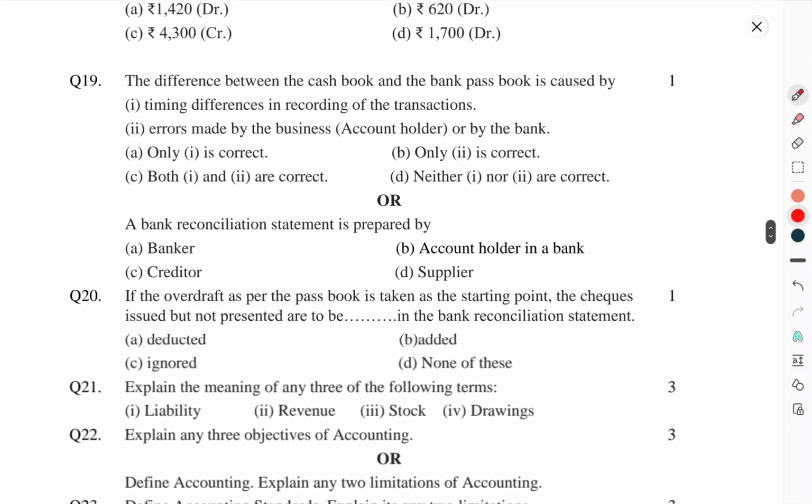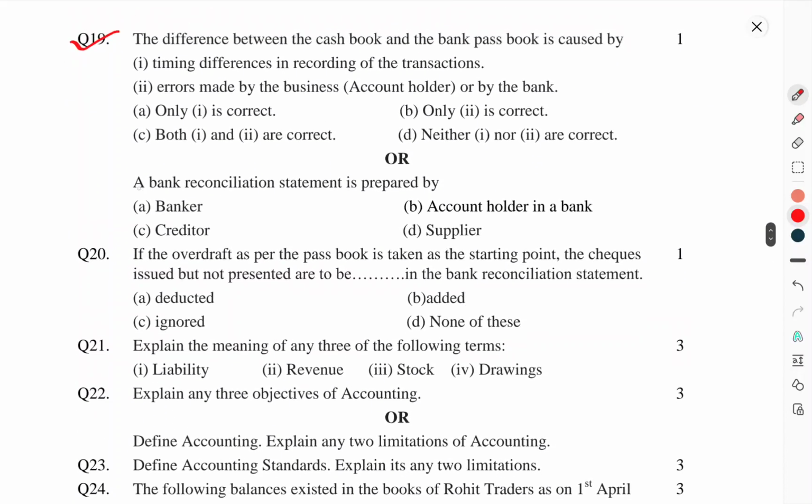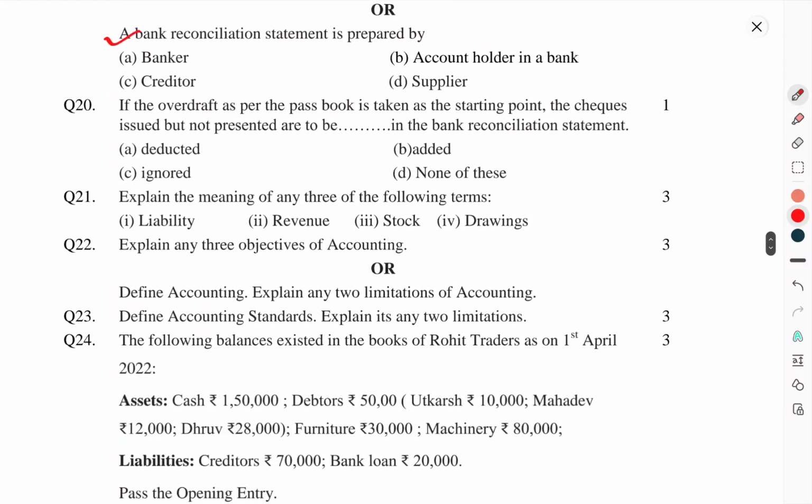Question number 19. The difference between the cash book and the bank passbook is caused by ___. Or a bank reconciliation statement is prepared by ___. Question number 20. If the overdraft as per the passbook is taken as a starting point, the cheques issued but not presented are to be ___ in the bank reconciliation statement.